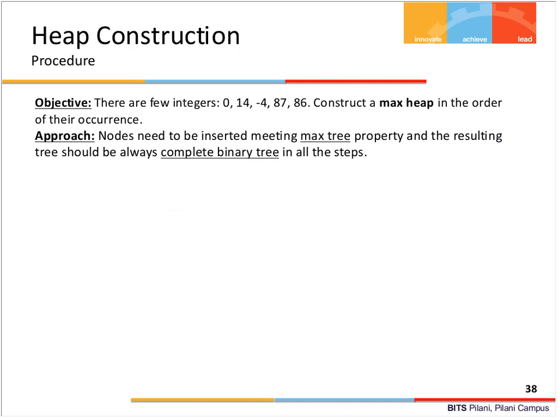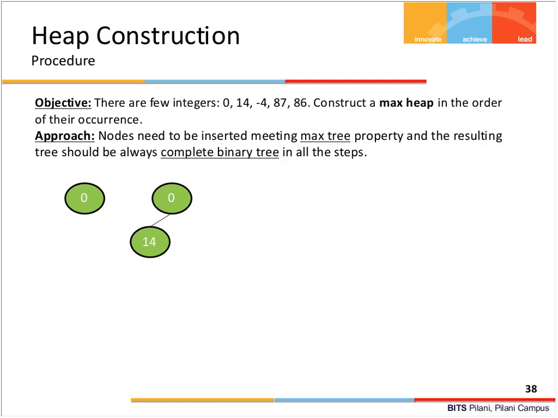So I will take 0. So what is my approach? Let's just quickly recap the approach. My tree has to be a max tree because it has to be a max heap. Secondly, the tree has to be complete. So I will take 0. No issues there. In these types of problems, please make sure that you show all the steps.